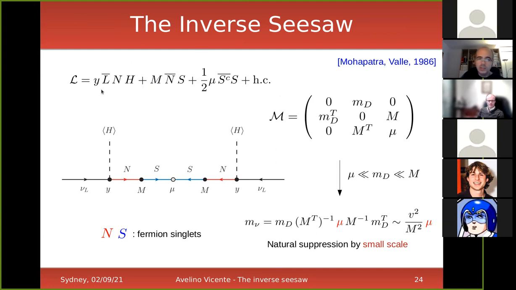If you have three families of normal neutrinos, you need at least three families of N and three families of S. This matrix is 9 times 9, so it's a big matrix with this particular structure. And again, assuming that there is a particular hierarchy between the different elements of the matrix, you end up with an approximate expression for the neutrino mass matrix, which looks like this. And you see already the magic, it is proportional to mu. Since mu was very small by assumption in this construction, the Majorana mass term for the S singlet, there is a natural suppression for neutrino masses. And this is the magic of the inverse seesaw mechanism.